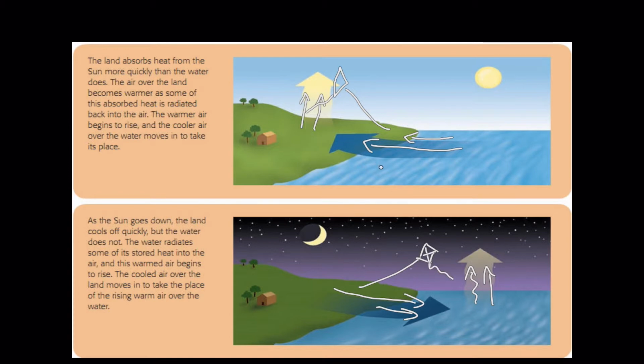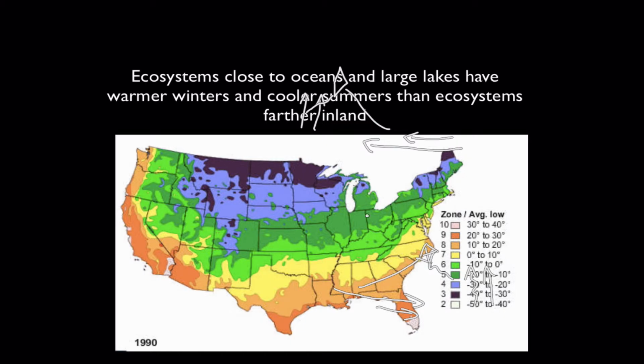So what this means is that areas near the beach or near large bodies of water are going to experience a much more pleasant or moderate climate than areas that are farther inland because of this heating and cooling effect of large bodies of water. So if we look at a map of the United States, let me get rid of that writing.